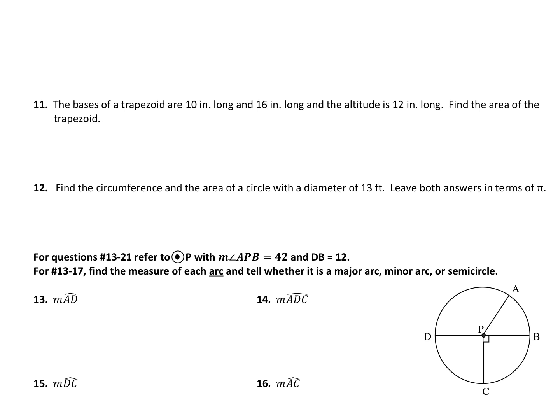All right, number 11 says the bases of a trapezoid are 10 inches long and 16 inches long, and the altitude is 12 inches long. So find the area of the trapezoid. So we know the area formula for a trapezoid is 1/2 the sum of the bases times the height. So now we just got to plug all these things in.